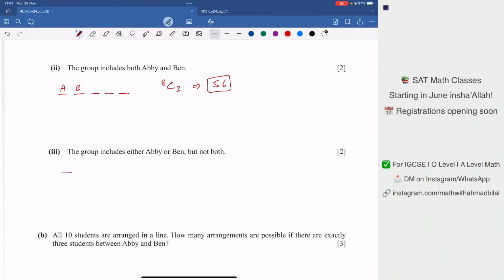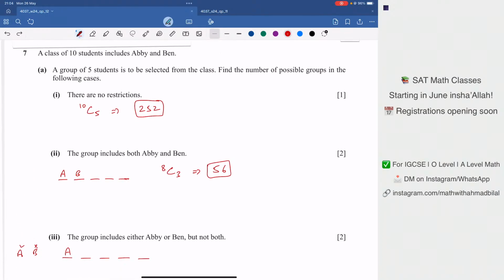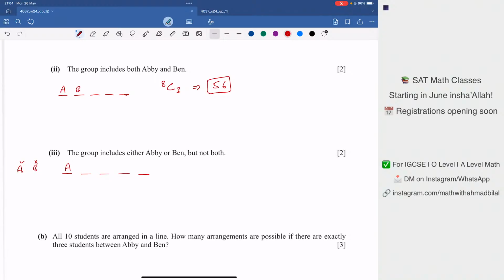One possibility is Abby is there and Ben is not there. Okay, so Abby is selected, Ben is not selected. That's one possibility. Now, out of the remaining people, there were 10 students in total, right? We have already decided about these two people. That Abby is going to be there and Ben is not going to be there. How many people are we left with? 8 people. Out of those 8 people, how many do we have to select? We have to select 4. It's not going to be 9C4, remember, because we have already decided about Ben as well in the first case that he is not going to be there. So we're not going to be selecting from Ben here. Okay?